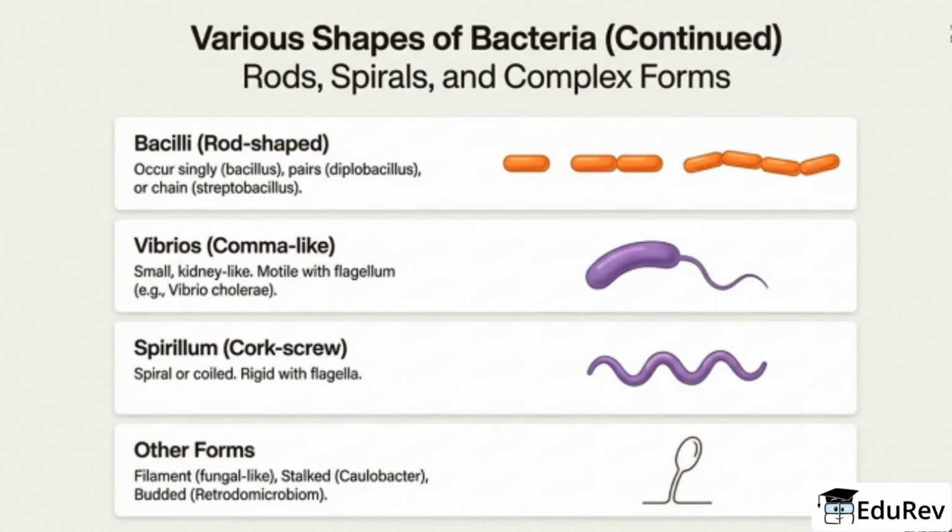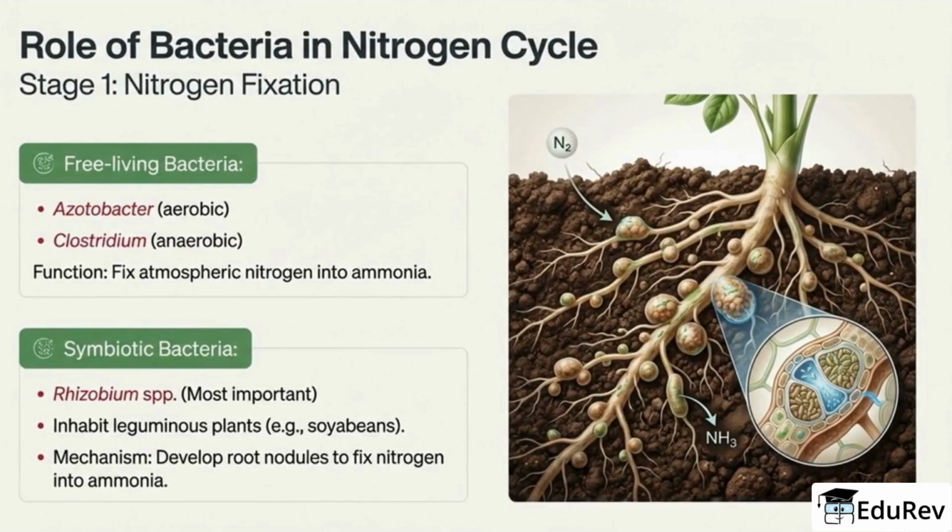Beyond cocci, bacteria take other forms. Bacilli are rod-shaped and may occur singly, in pairs, or in chains. Vibrios are comma-shaped and usually motile, while spirilla are rigid, spiral-shaped cells with flagella. There are also filamentous, stalked, or budded forms, and many species are pleomorphic, meaning they can change shape in response to environmental conditions. Now let's move into the nitrogen cycle, starting with nitrogen fixation.